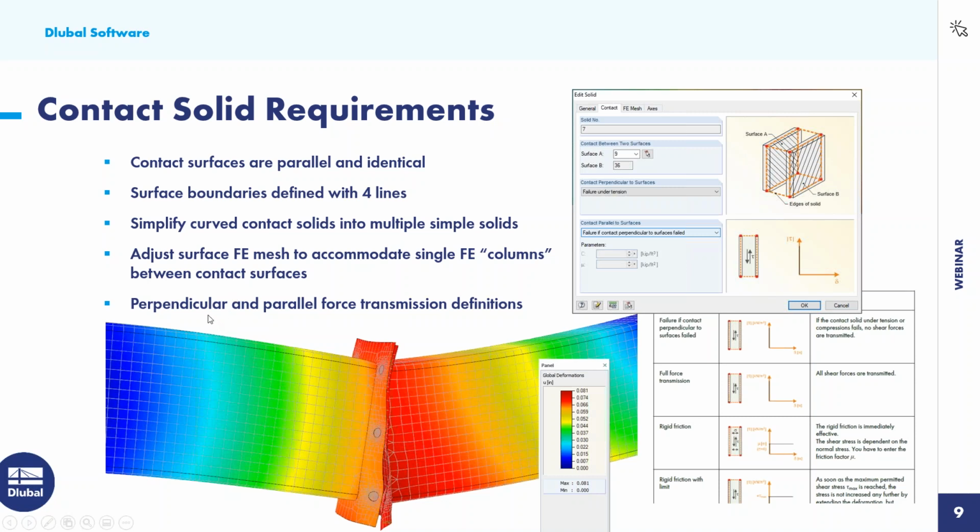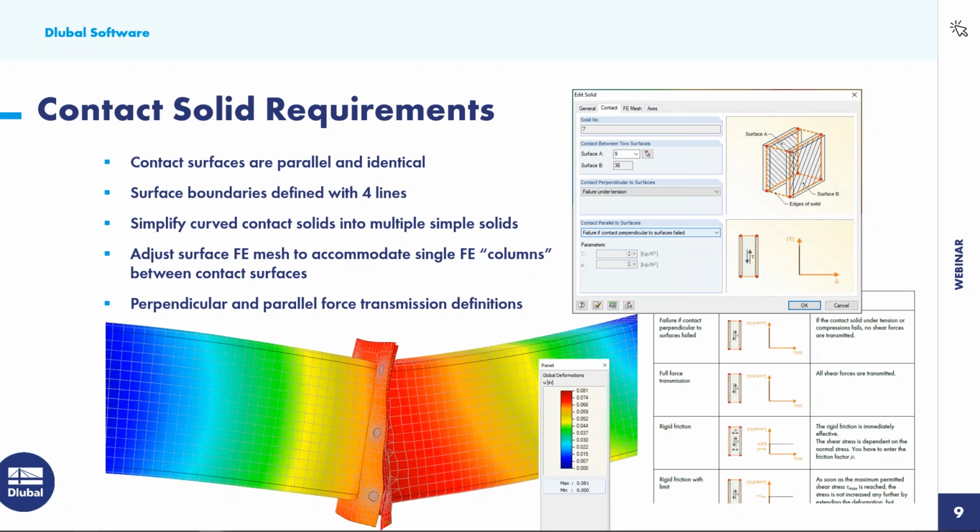And finally, we have the ability to define the perpendicular and parallel force transmission, different definitions available in these drop-down boxes. There's actually quite a few options. So I took a quick snapshot here from our help file. This table shows all the different options, gives a nice picture and a relevant description. So definitely refer to the RFEM help file if you're interested in learning more about what options there are for the contact solid.